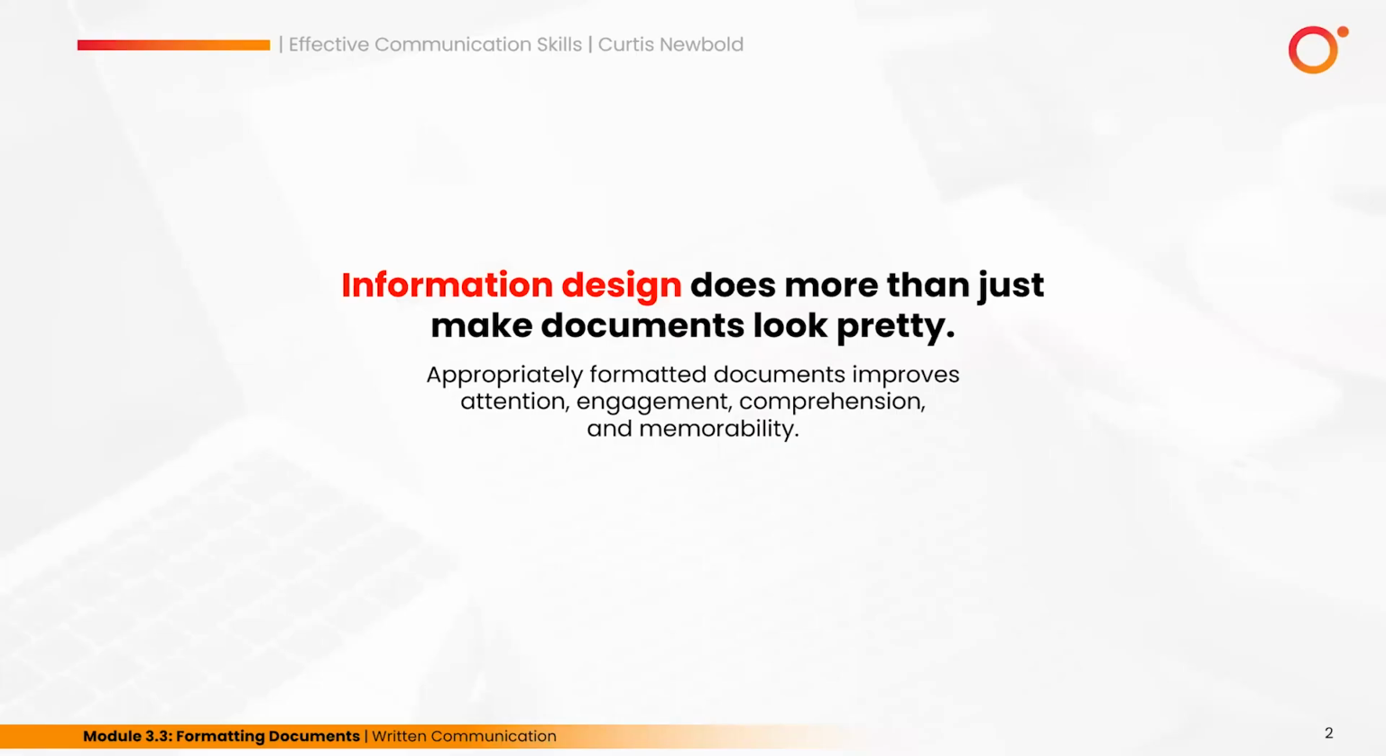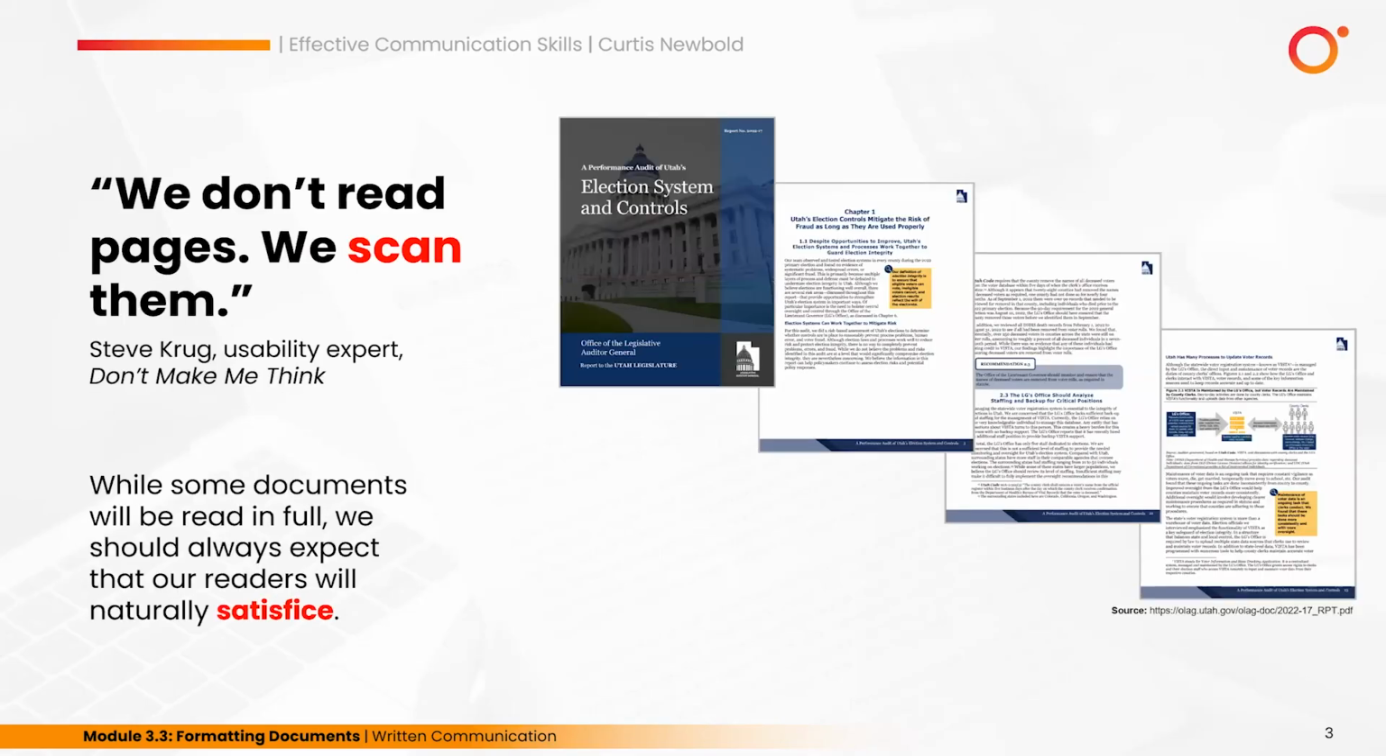All right, so information design does more than just make documents look pretty. Appropriately formatted documents improve attention, engagement, comprehension, and memorability. Information design is a term we use to structure visually a document in terms of how we move text around, how we add spacing, if we integrate graphics or lists or things like that. But it is a lot more important than just making things look nice. It actually impacts the way people in practice read, engage with, understand, and remember our information. So we want to make sure we are strategically and thoughtfully designing our documents.